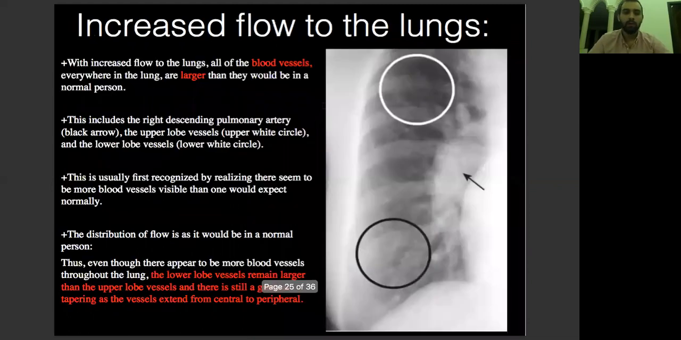Okay, so third abnormality, increased flow to the lungs. When we have increased flow to the lung, all the blood vessels everywhere in the lung are larger than they would be in a normal person. This includes the right descending pulmonary artery, the upper lobe vessels, and the lower lobe vessels. However, we still have the normal distribution of flow, same as in a normal person. Thus, the lower lobe vessels remain larger than the upper lobe vessels, and we still have the gradual tapering of the vessels from central to peripheral.